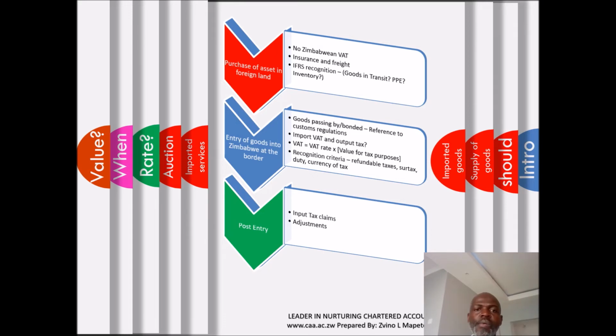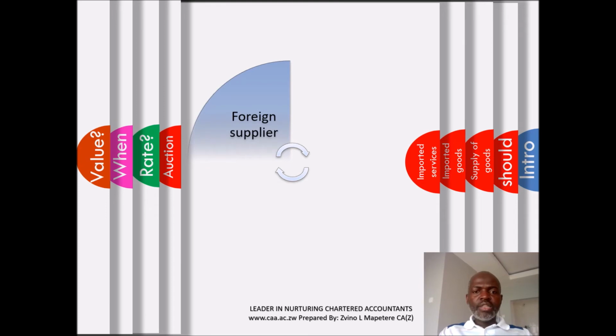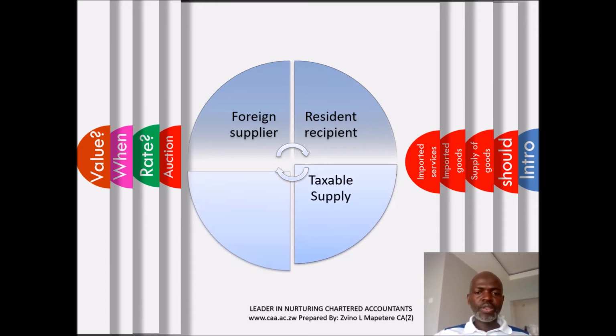The next block of transactions for which VAT must arise is whenever there are imported services. For imported services, there must be a foreign supplier supplying services to a resident recipient, a resident of Zimbabwe. And the service that the foreigner is supplying must itself be taxable. What do we mean by that?